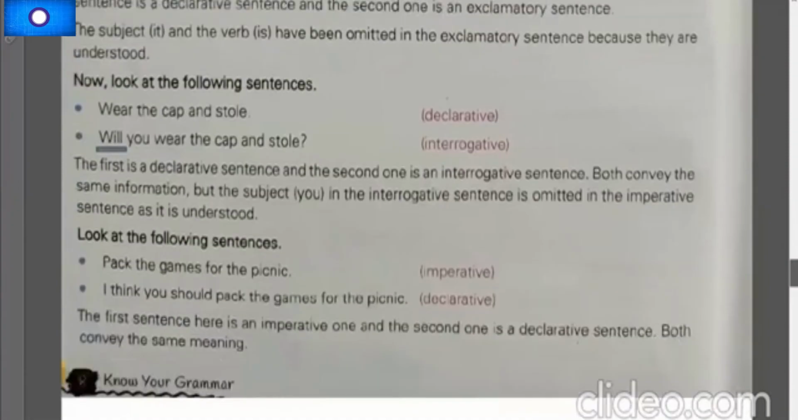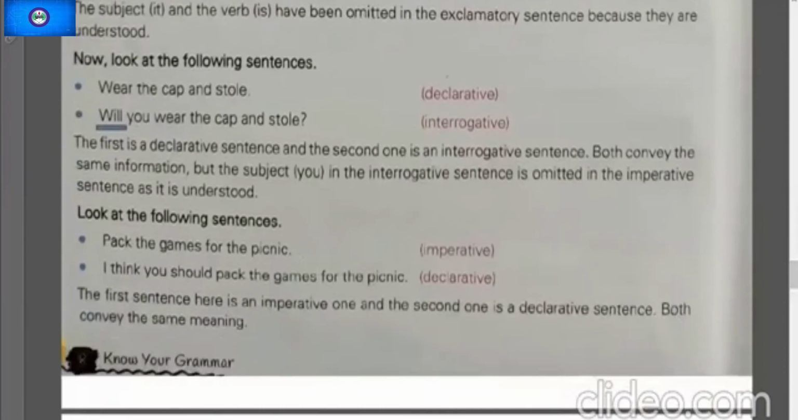Similarly, let's have a third example. Pack the games for the picnic. Here it's an imperative sentence because it sounds like a command or instruction. Now, if we want to make it declarative, that is a general statement, we can say, I think you should pack the games for the picnic. Once again, the meaning of both the sentences remains the same.